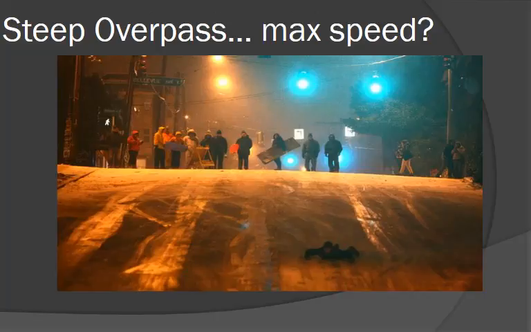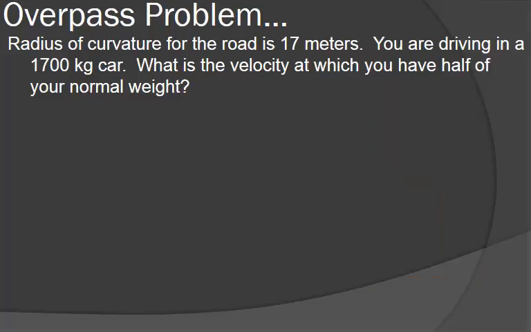All right, so let's say we're going over this overpass, and it's not a snowy, icy day like this, and we're going over this intersection. We're going to feel kind of weightless, right? So let's go ahead and try this one here. We've got a car that's going over a hill or an intersection. The radius here is 17 meters, and we've got our car, which we're going to want to draw.